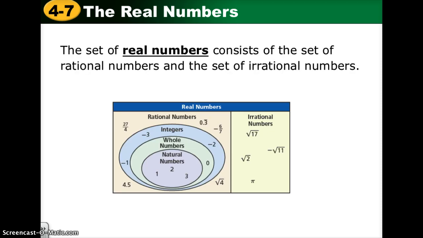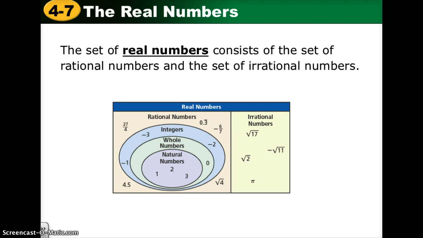The set of real numbers consists of the set of rational numbers and the set of irrational numbers. So there are real numbers and there are not real numbers. We don't work with anything that's not a real number, but take a look at the two categories under real numbers: rational and irrational. You can see irrational has some examples, but no other numbers fall into that category. Whereas rational numbers also contain integers, whole numbers, and natural numbers.